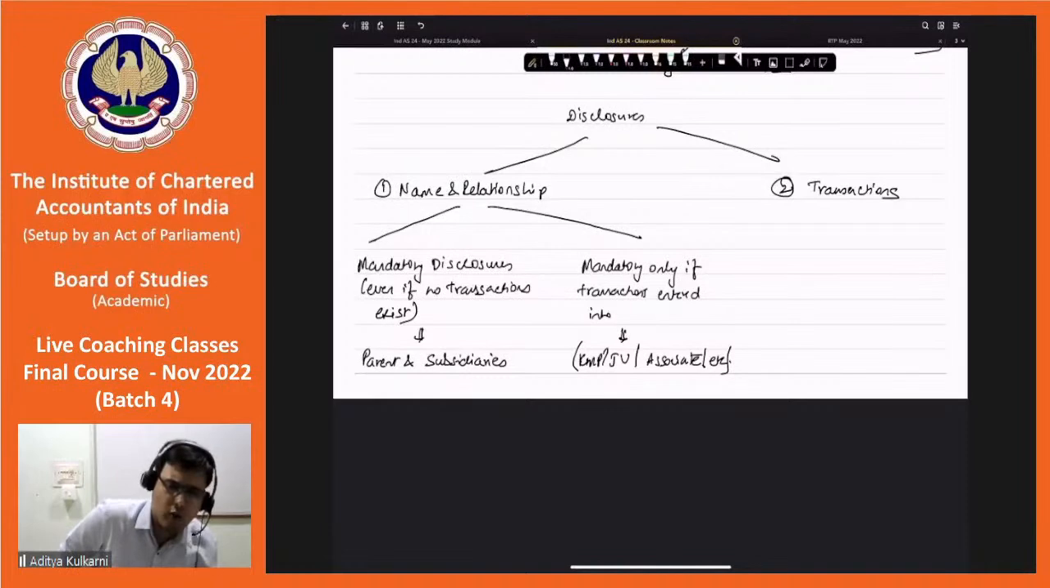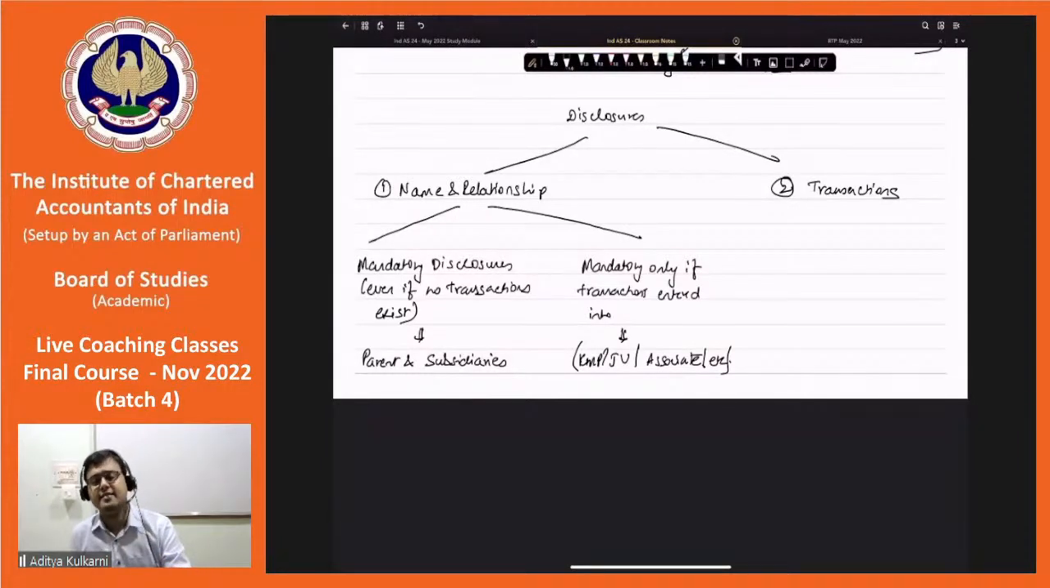Why was this given? Why this mandatory only if transactions entered into? Why did we have this kind of nomenclature? See, close family members of directors, etc. How many would there be? There will be such a huge number. You cannot keep on writing the whole list again and again. So when a transaction happened with them, you will just take the transaction value and close it. If they don't have a transaction, why give their name? Only when there is a transaction, you will have to specify.